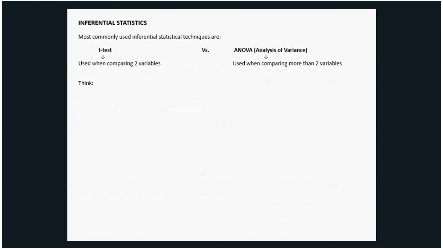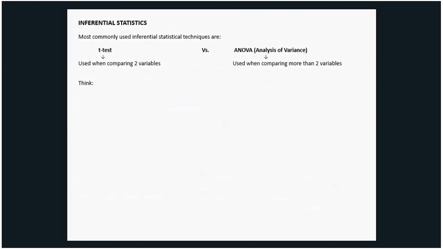Now, a little bit more about inferential statistics. This is where we come in with, remember we've talked about the t-test and the analysis of variance, or the ANOVA, back when we were talking about conducting certain types of studies where you're looking at 2 variables or more than 2 variables.